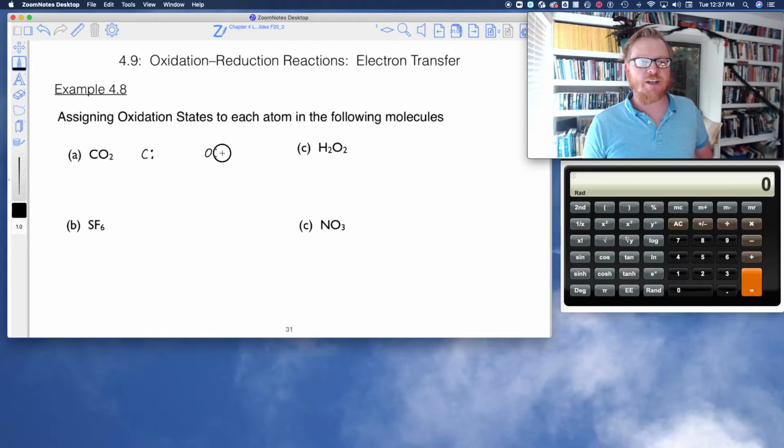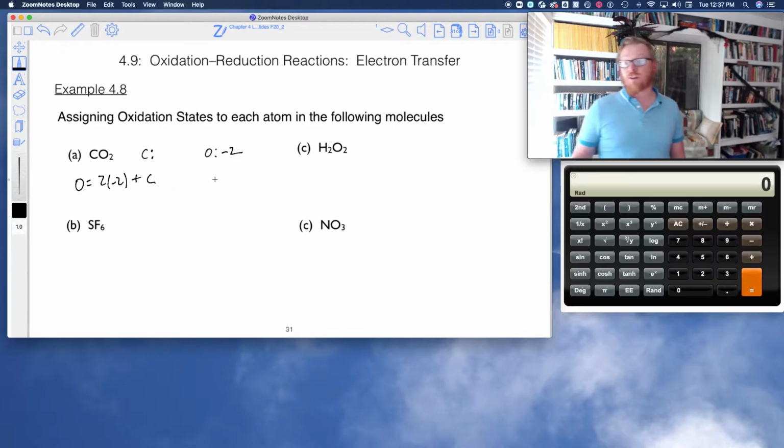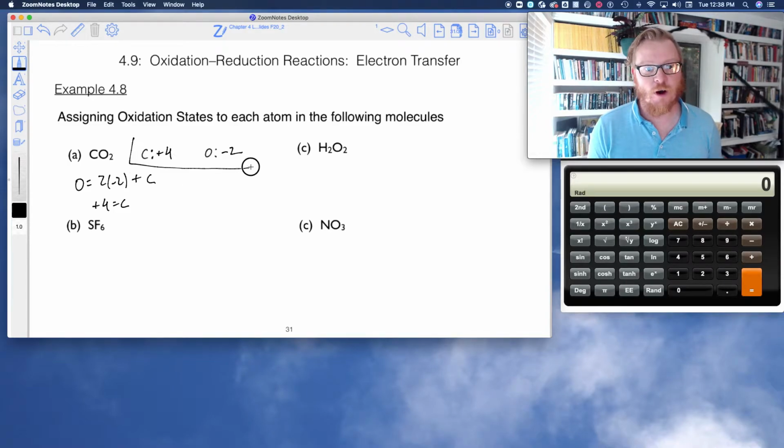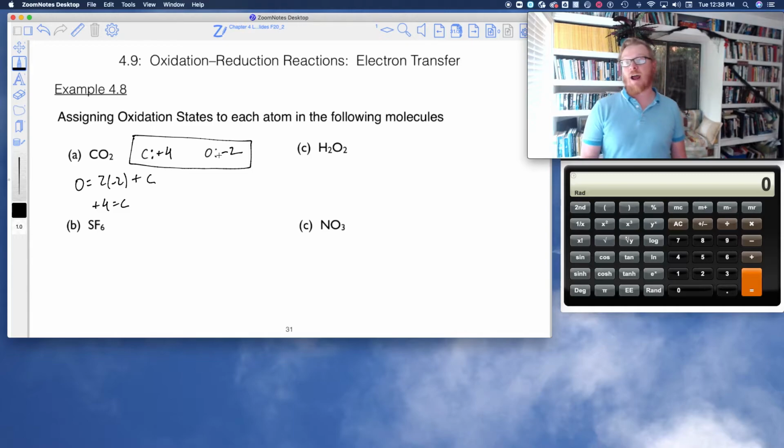So each oxygen here is -2. Carbon dioxide is a neutral molecule, so it doesn't have a charge, so everything has to add up to 0. Look, I've got 2 oxygens, and they're each -2. So I can set up this little algebraic equation to solve for what the carbon has to be. And if we go through and solve this, we would learn that the only carbon in CO2 is +4. So these are our oxidation states in carbon dioxide.